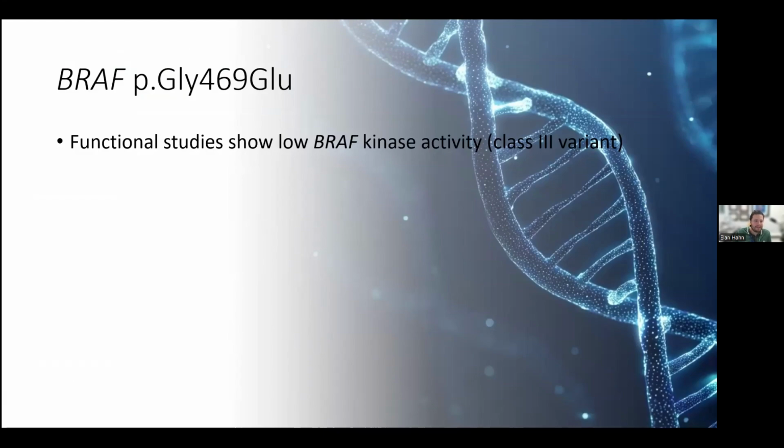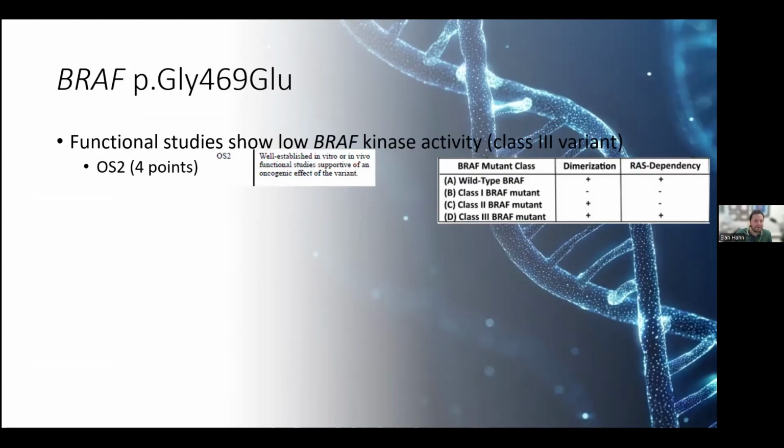So BRAF G469E. There are functional studies that show low BRAF kinase activity in this variant. So that's a functional impact. So that would be OS2, well-established in vitro or in vivo functional studies supportive of an oncogenic effect of the variant. And just in general, with BRAF variants, we classify them into 3 classes, whether or not they're dependent on dimerization or RAS. So wild type needs both. Class 1 BRAF mutants like V600E function as monomers and independent of RAS. Class 2s need to be dimerized but are independent of RAS, and class 3s need both.